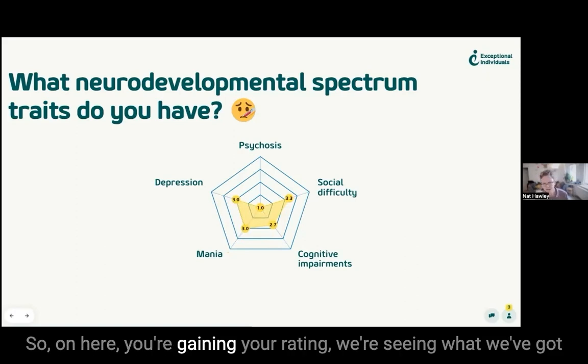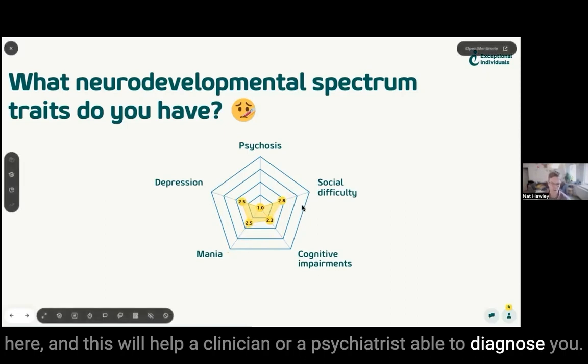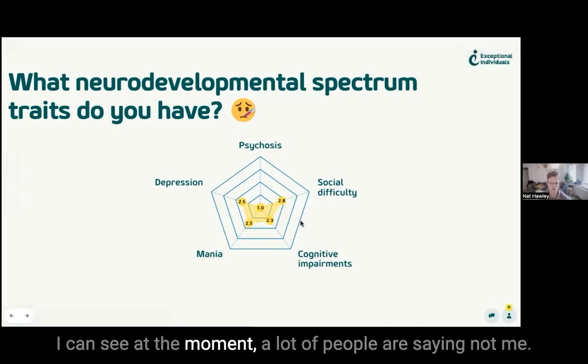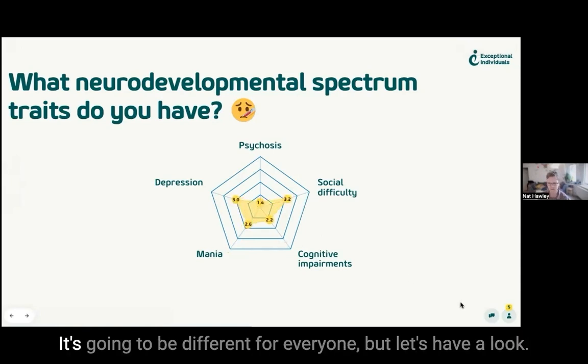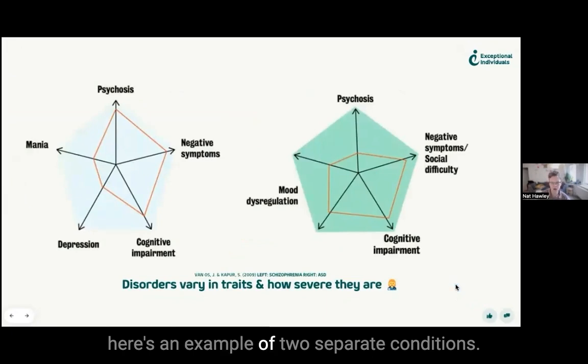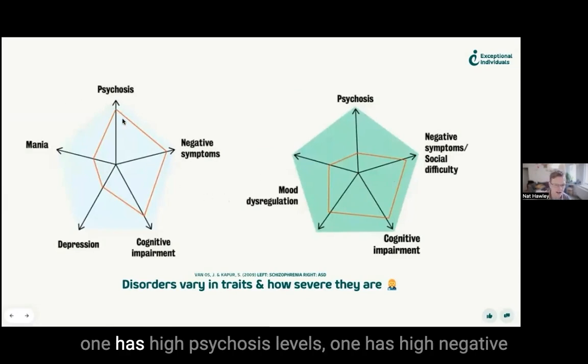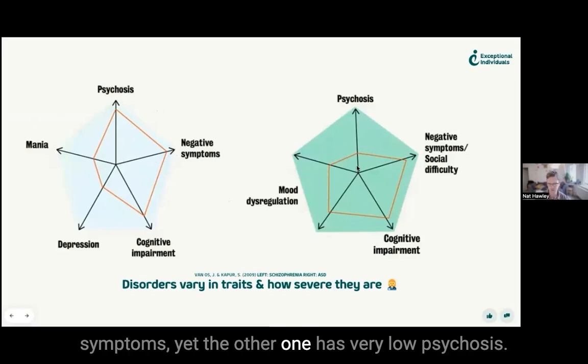So on here, you're rating, we're seeing what we got here, and this will help a clinician or a psychiatrist be able to diagnose you. Like I see at the moment, a lot of people are saying, not me. It's going to be different for everyone, but let's have a look. Here's an example of 2 separate conditions. You see here, they both got the same outside, but one has high psychosis levels, one has high negative symptoms, yet the other one has very low psychosis.